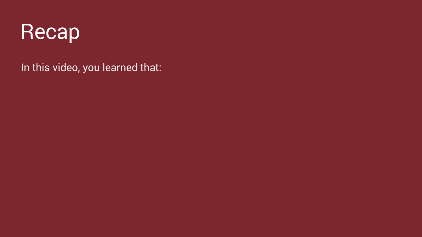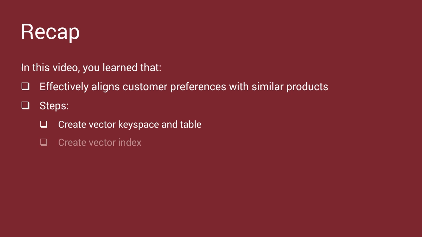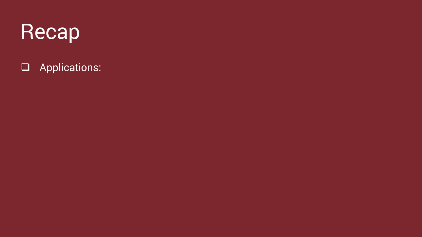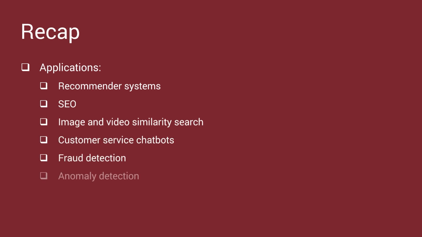In this video, you learned that Cassandra 5.0's vector search effectively aligns customer preferences with similar products. Implementing Cassandra's vector search includes creating a vector key space and table, creating a vector index, loading vector data, and executing vector search queries. Cassandra's vector search finds applications in recommender systems, SEO, image and video similarity search, customer service chatbots, fraud detection, and anomaly detection.